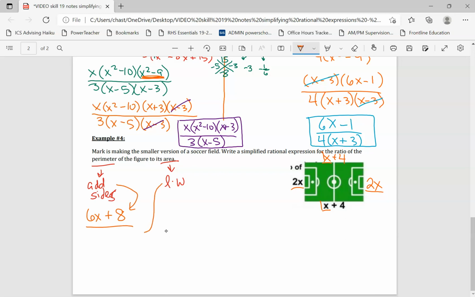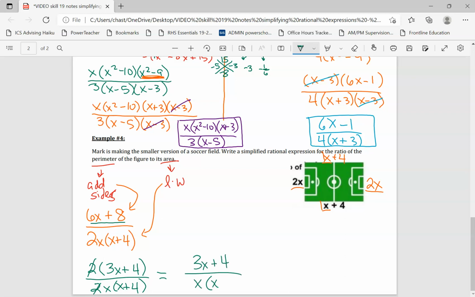Now for the area, we're going to take the length times the width. Okay? So I wrote 2x multiplied to x plus 4. Don't distribute this because what's going to happen instead is that we're going to factor the numerator. I can factor out a 2, and that'll give me 3x plus 4. Okay? And the 2's can cancel. So the simplified ratio is 3x plus 4 over x times x plus 4.